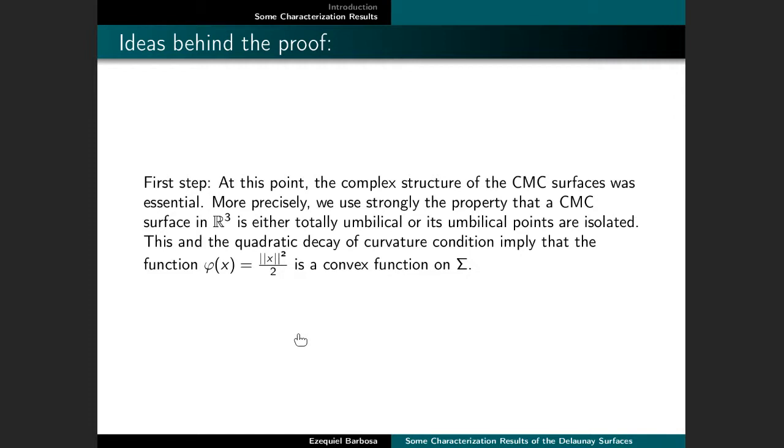For the minimal case, we will see in a few seconds, it's enough to see that this distance function, the exterior distance function, is a convex function. But for the CMC case, we have to explore a little bit more the complex structure of the CMC surface in order to prove the same will be true. This function here will be a convex function.